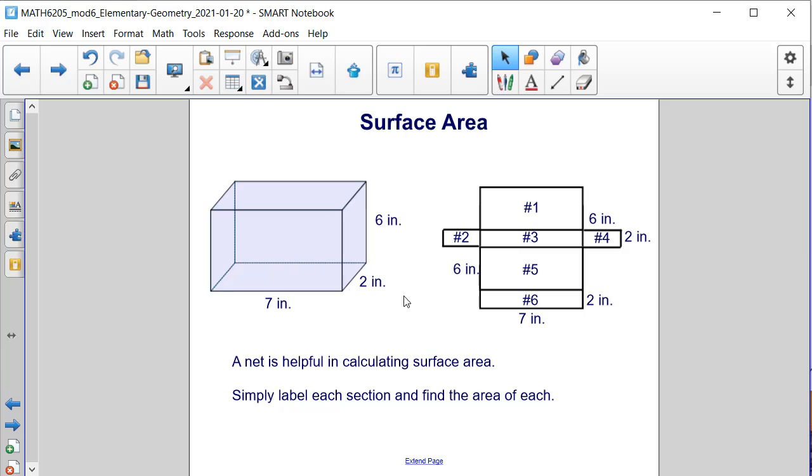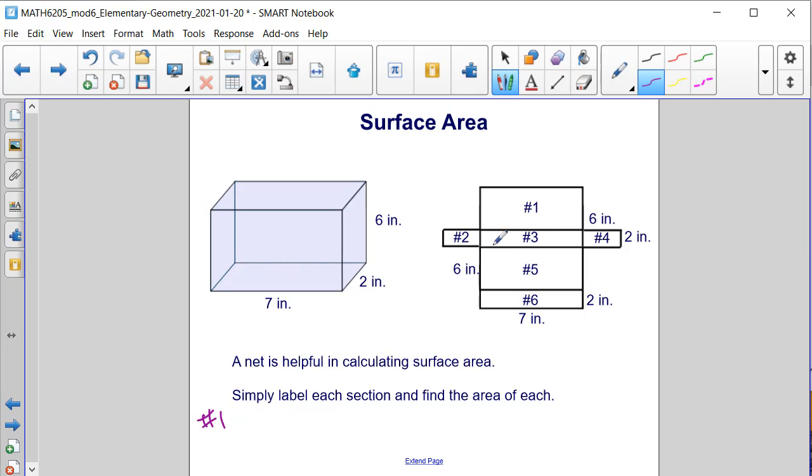An extra strategy that can be used to help better understand what each face represents and their measurements is drawing a net, or unfolding the prism, or the solid that you have. So this rectangular prism produces this net that's shown here. We can find the area of each of these rectangles, can't we? Yeah, sure, why not? So let's figure out the area of face 1 here.